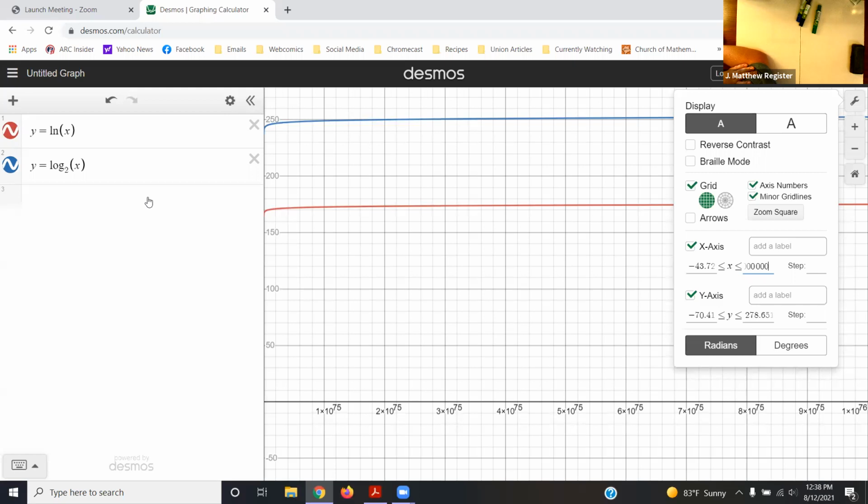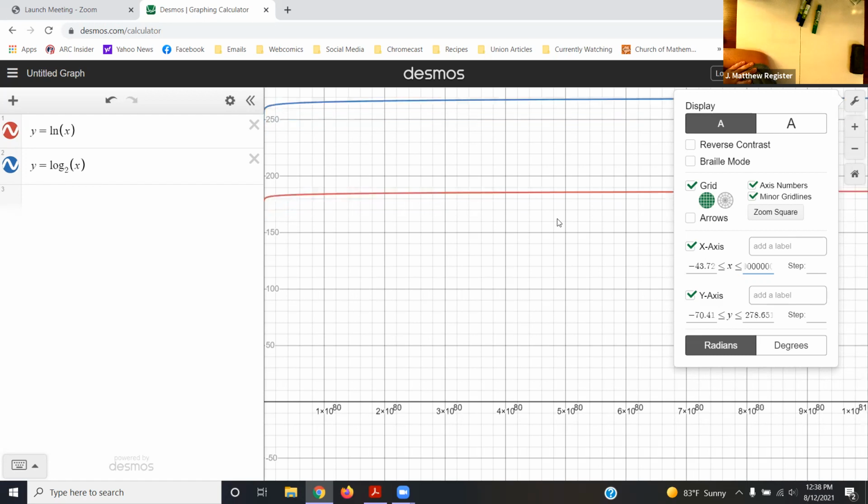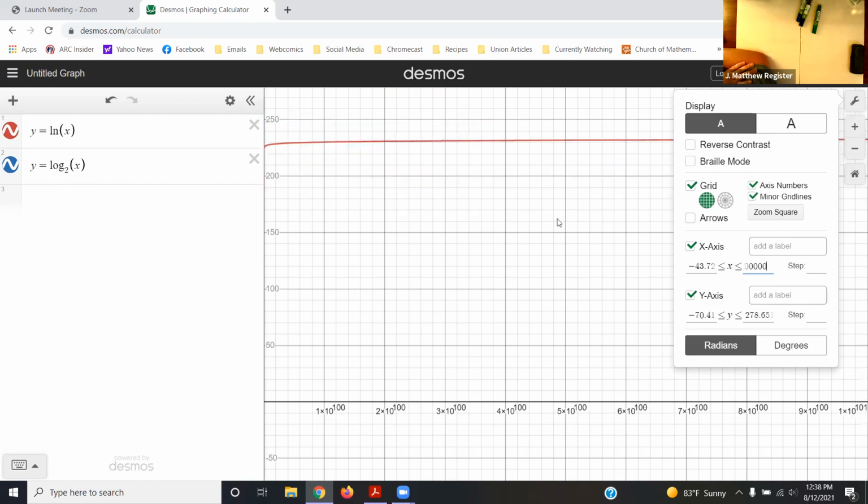That was for our log base 2. For our natural log, it's going to take much, much longer. It hits 250 way up here at 10 to the 108th. At that point, we're talking about the number of atoms in the universe type of thing.